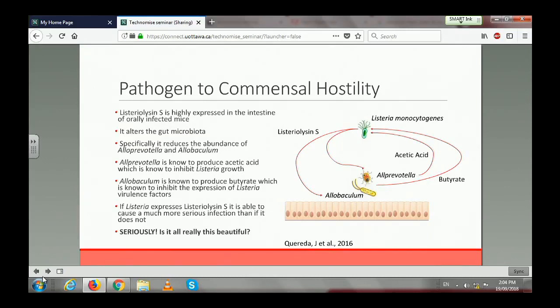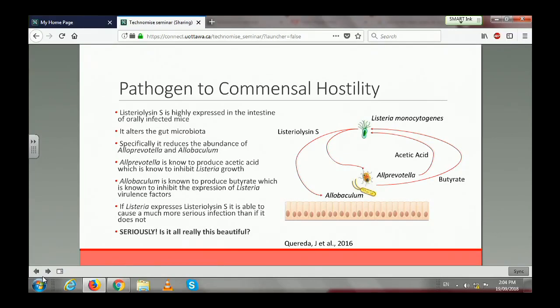So this study came out in 2016, and it's really nice. It found that it was specifically targeting Alloprevotella and Allobaculum. And it was cutting these levels really, really low when this gene was overexpressed. And it was cutting them pretty well when it wasn't being overexpressed, but being expressed. Whereas if you put in a Listeria that didn't have Listeria lysine S, there was no effect on Alloprevotella and Allobaculum.